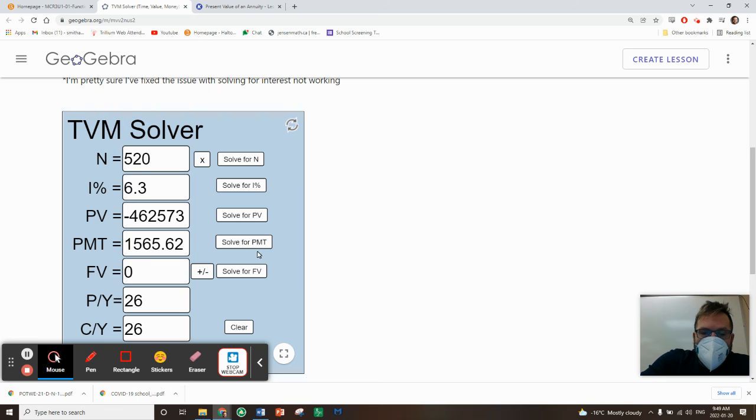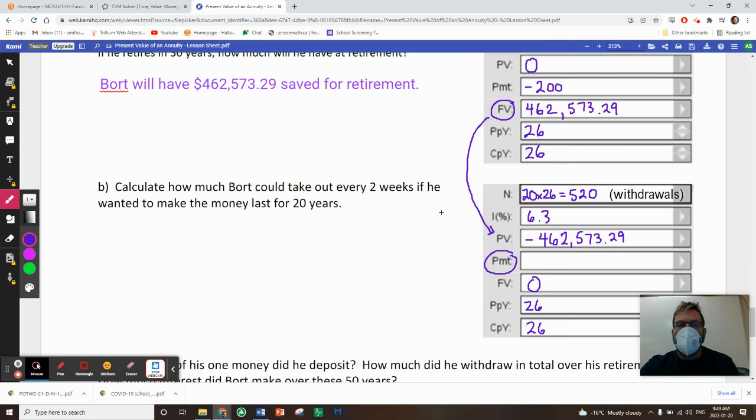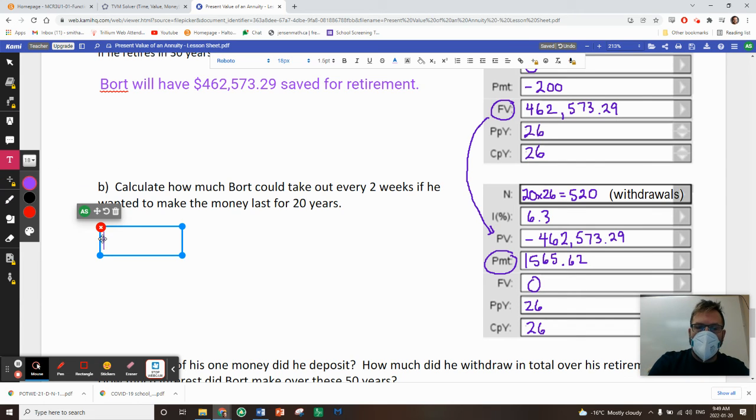Solve for PMT. $1,565.62. You guys get the same thing? See some nods? Fantastic. 1565.62. Work and withdraw. $1,565.62 every 2 weeks.